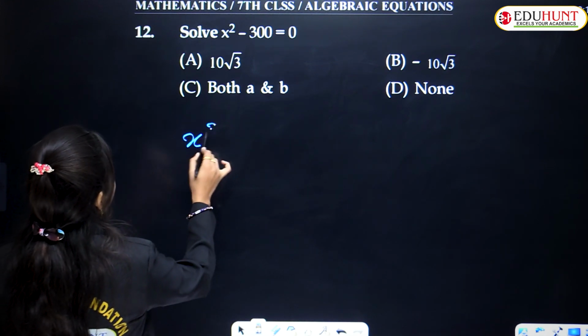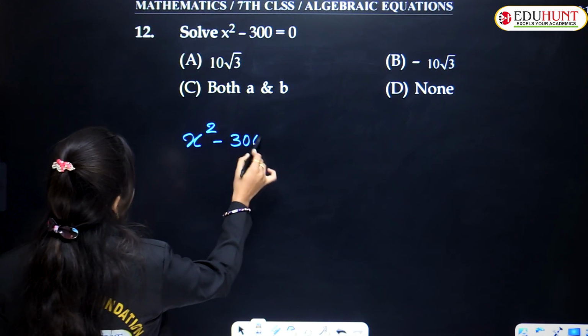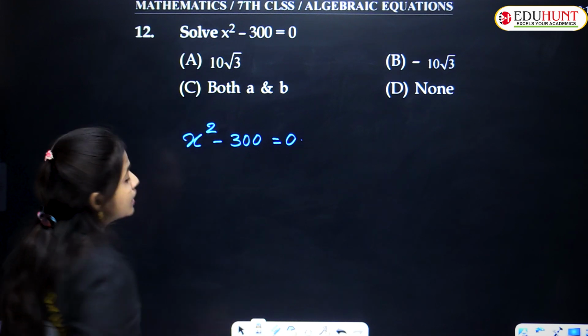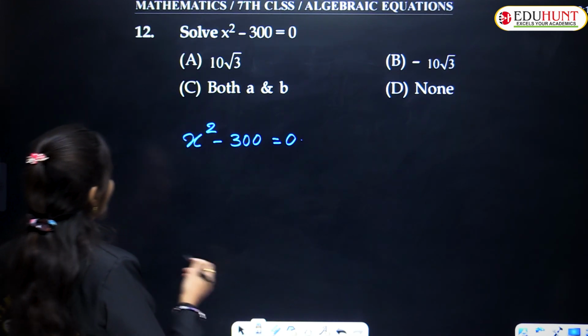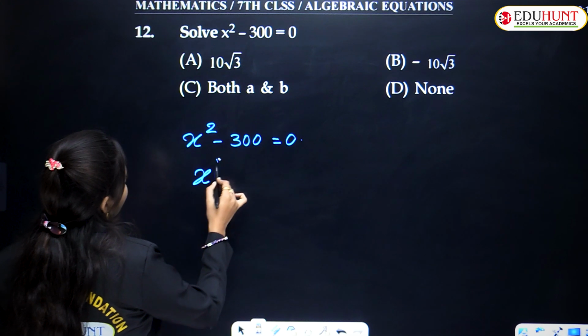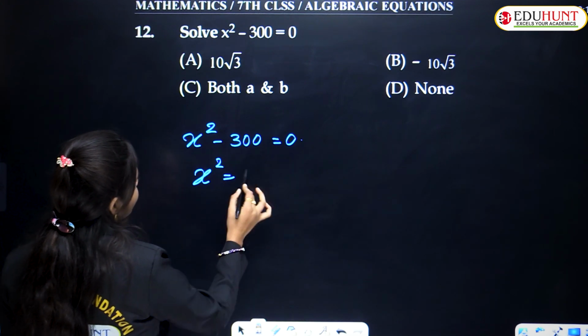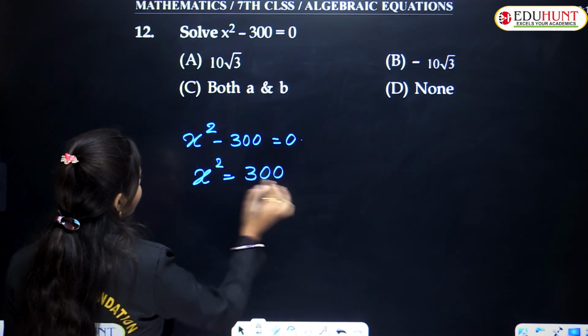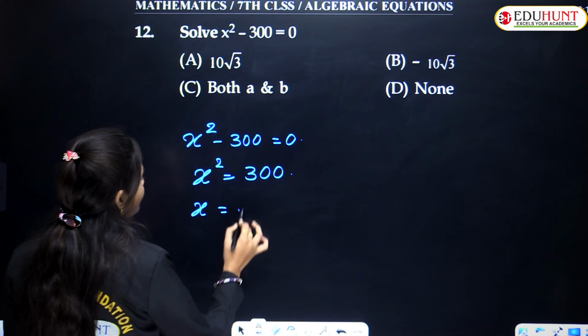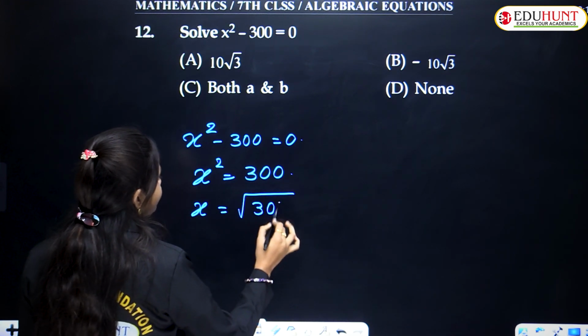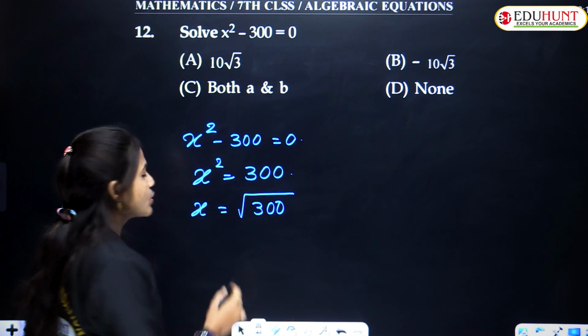What is that? x square minus 300 is equal to 0. So here the x term is not there, the b term is equal to 0. From this, x square is equal to minus 300, which becomes plus 300. So now x is equal to square root of 300. Square becomes square root.